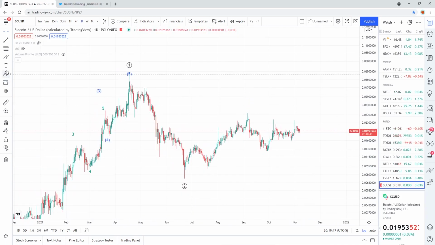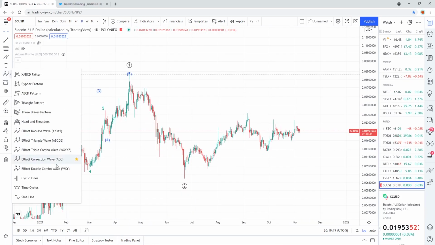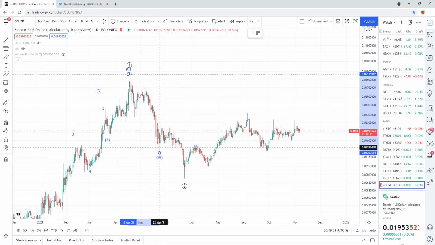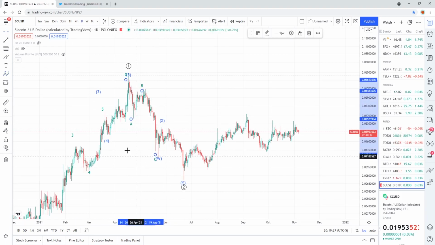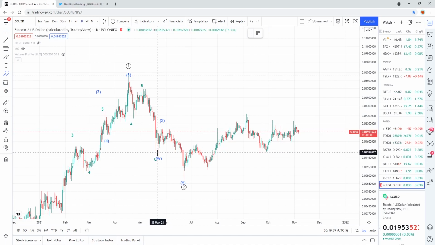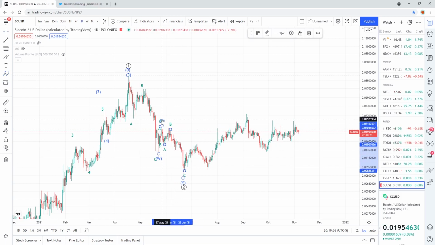For primary wave 2, it looked like it completed as a double zigzag, just like I just showed you guys for cycle wave 2. And this is when it makes your ABC correction down, and then ABC back up for the X wave. And then for the Y wave, it makes another ABC back down.